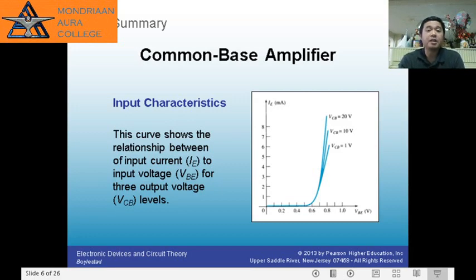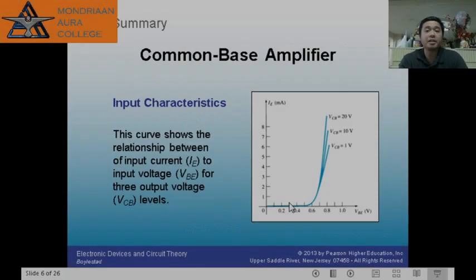Ano naman yung input voltage natin? Since the input terminals or the input side is composed of the base and emitter junction, ang voltahe natin ay V sub BE or ang tinatawag natin na VBE. So this is the base to emitter voltage.